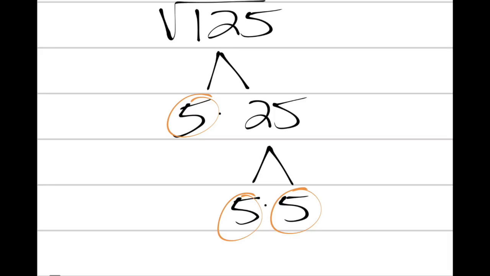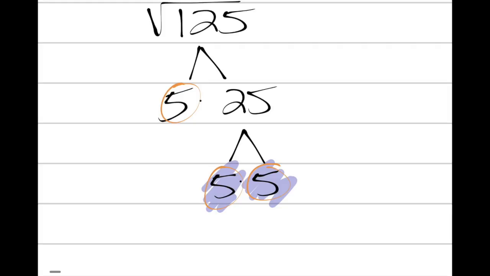In example 2, I have the square root of 125. So my first step is to do my factorization tree. So I break it down. I know that 125, if I multiply 5 times 25, will give me 125. Then I can break down 25. That'll give me 5 times 5. So now all I have is prime numbers. Now after that, I can circle all my prime numbers.